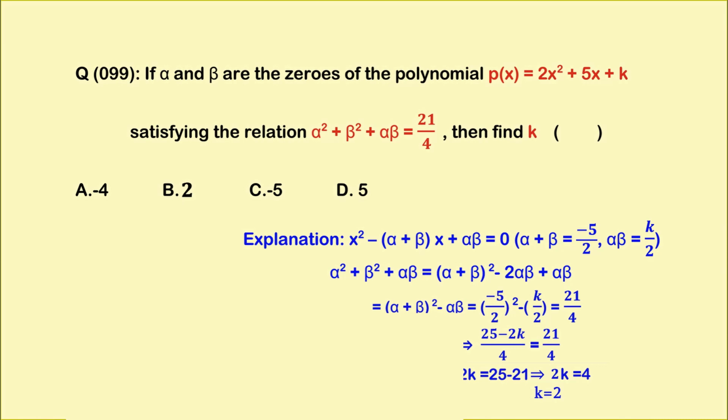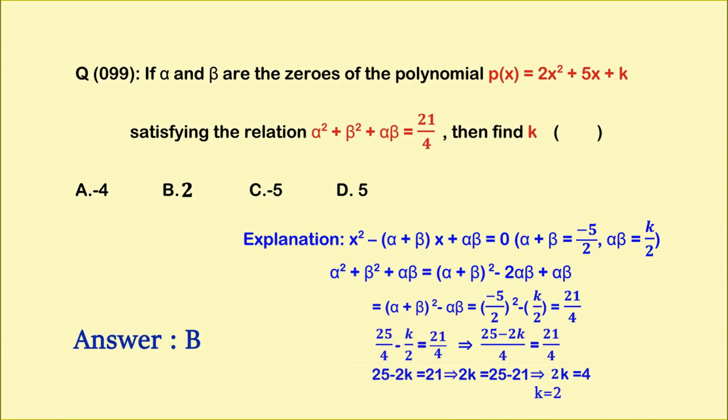If you solve the remaining equation, minus 5 whole square is nothing but 25, 2 square is 4, minus k by 2. So 25 by 4 minus k by 2 is equal to 21 by 4. That is equal to 25 minus 2k by 4, that is equal to 21 by 4. If you cancel 4, we'll get 25 minus 2k is equal to 21. 2k is nothing but 25 minus 21. So 2k is 4. Dividing by 2 on both sides, we'll get k is equal to 2. So the right answer is B.